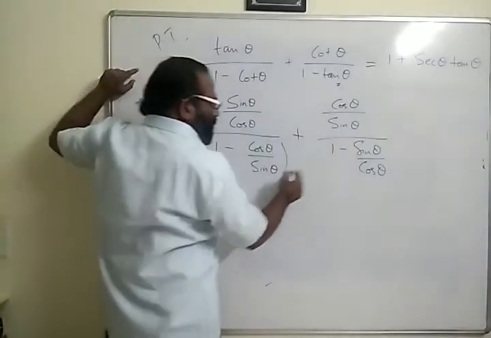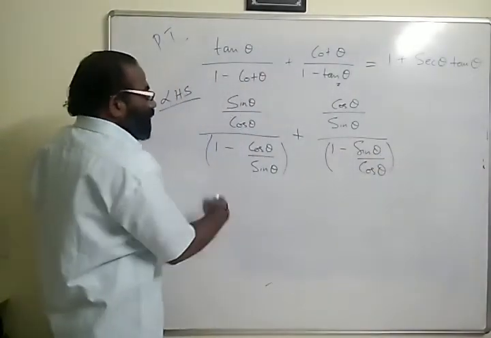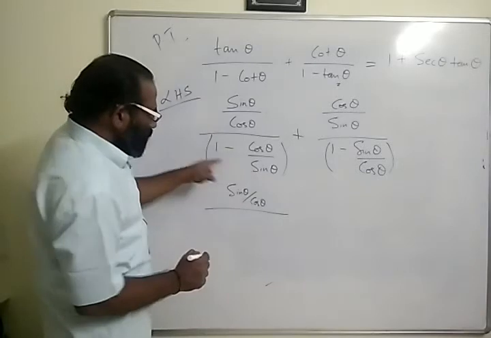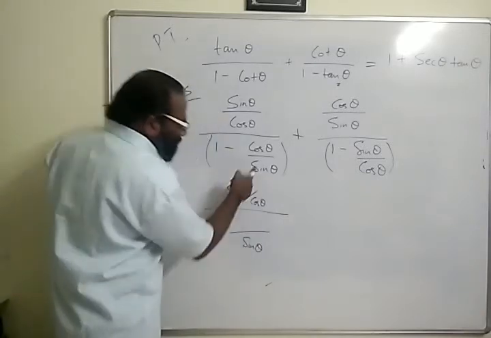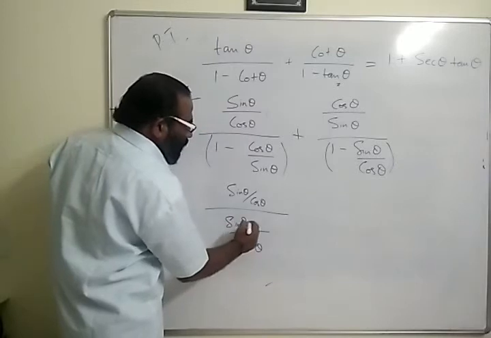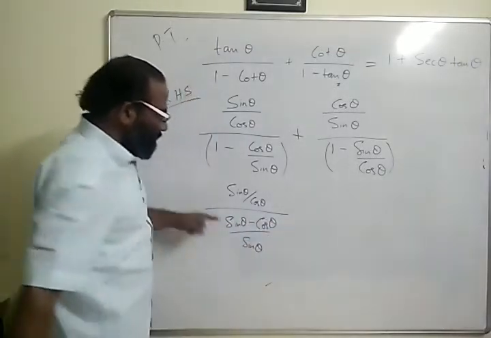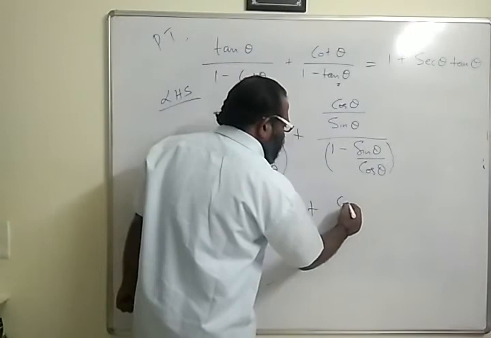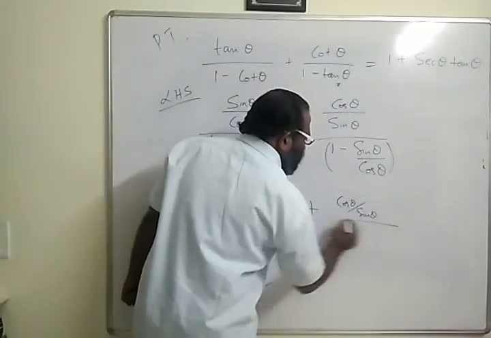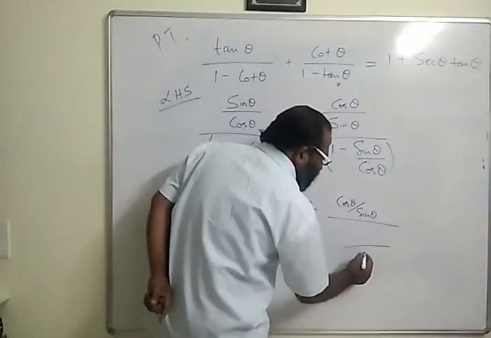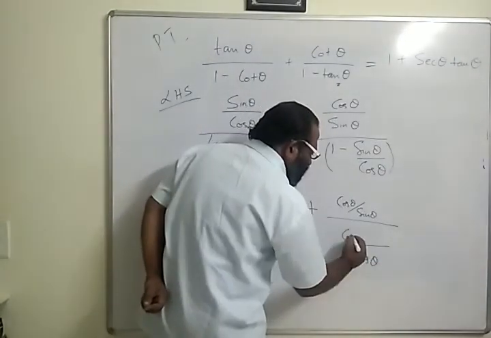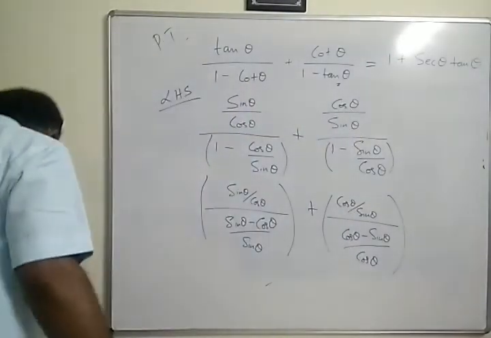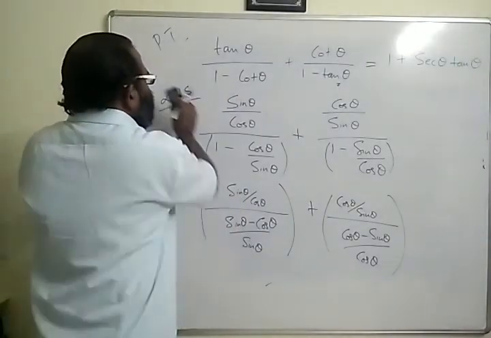Now in both the cases, let's look at the denominator and let's take the LCM in the denominator. So this becomes sine theta by cos theta, by, the LCM is sine theta over here, (sine theta minus cos theta) by sine theta, plus cos theta by sine theta, by, let's take the LCM, cos theta, (cos theta minus sine theta) by cos theta. Okay, now let's make the expression much simpler.